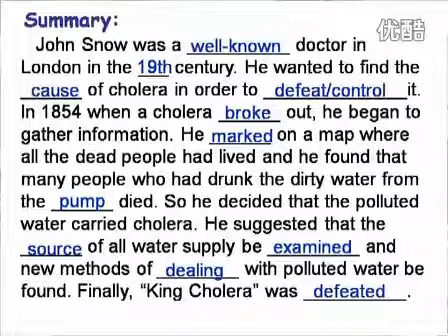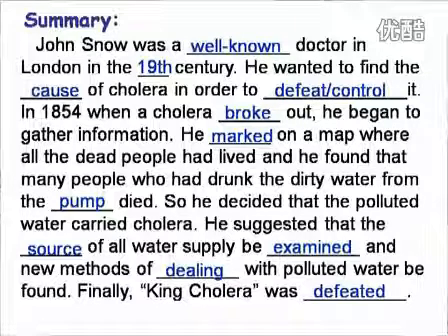He suggested that the source of all water supply be examined, and new methods of dealing with polluted water be found. Finally, King Cholera was defeated. This is the summary about this. Now I will read it for you again.